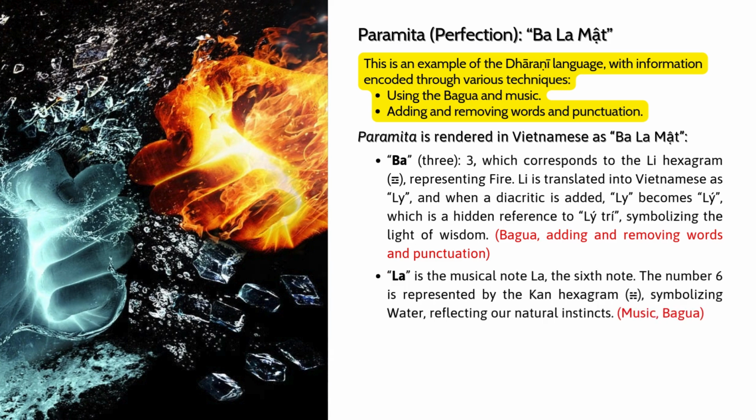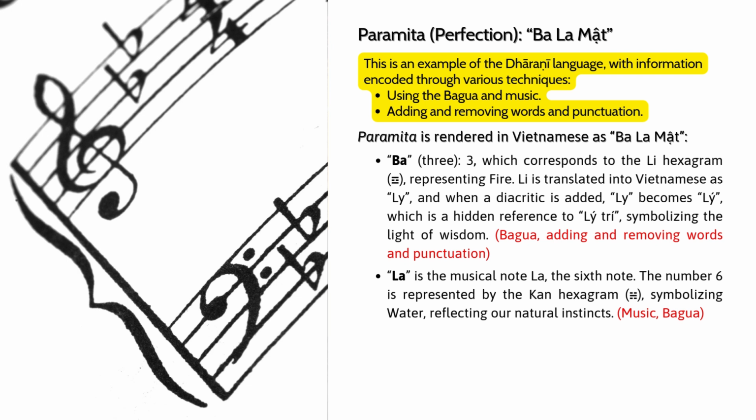The word La corresponds to the musical note La, the sixth note in the seven-note scale, Do, Re, Mi, Fa, Sol, La, Si. The number 6 is associated with the Kan hexagram, representing water, which reflects our inherent natural instincts. This detail is encoded through the use of music and the Bagua.